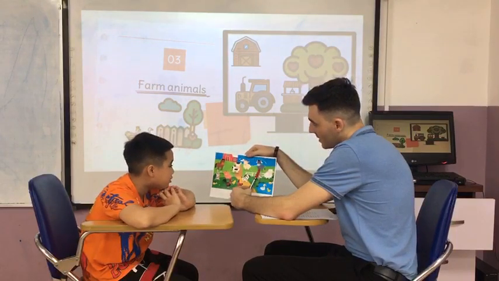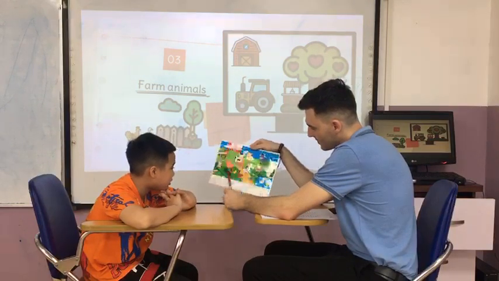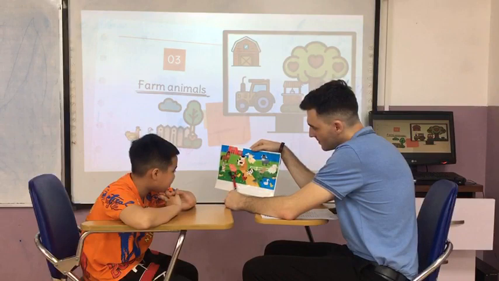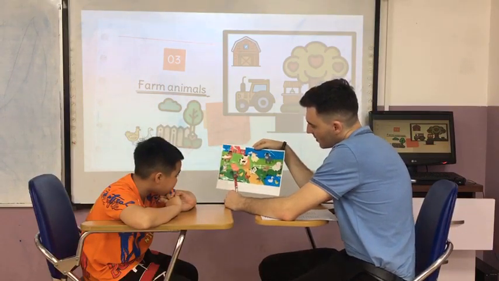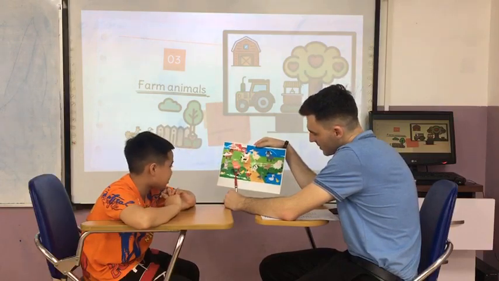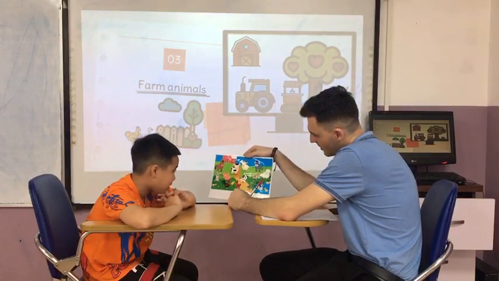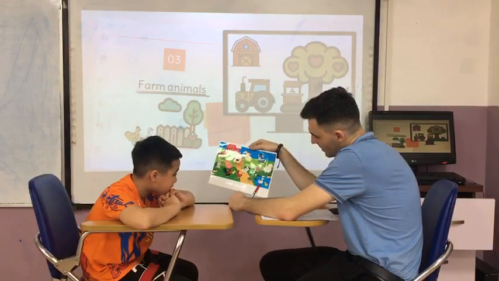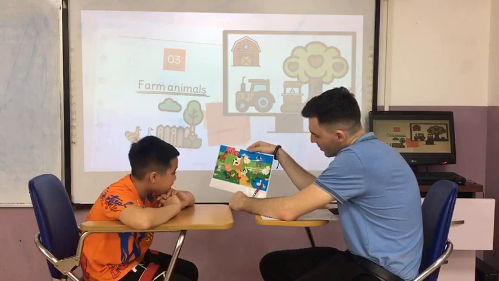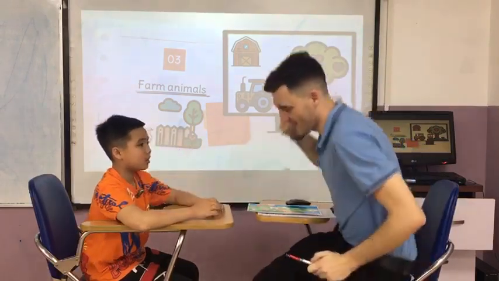I see a donkey. Donkey. I see a rooster. Rooster. I see a hen. I see a sheep. I see a duck. Okay, this one is a goose. Goose. Okay, good. Thank you, Ben. All right, very good.